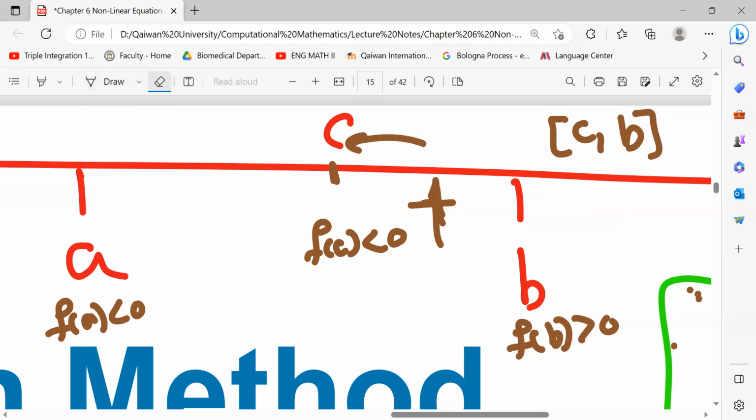What if f of c is greater than 0? Our new interval is A and C.